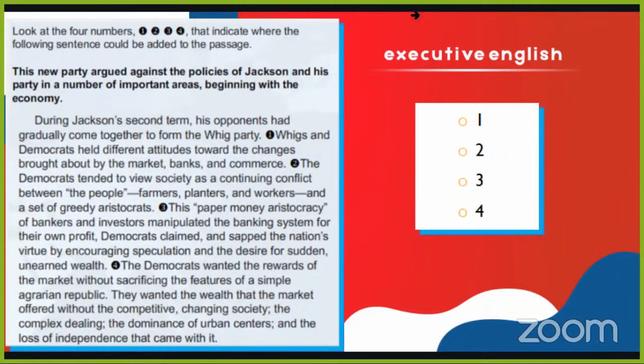aristocrats. This paper money aristocracy of bankers and investors manipulated the banking system for their own profit. Democrats claimed and saved the nation's virtue by encouraging speculation and the desire for sudden wealth. The Democrats wanted the rewards of the market without sacrificing the features of a simple agrarian republic. They wanted the wealth that the market offered without a competitive changing society, the complex dealing, the dominance of urban centers, and the loss of independence that came with it.